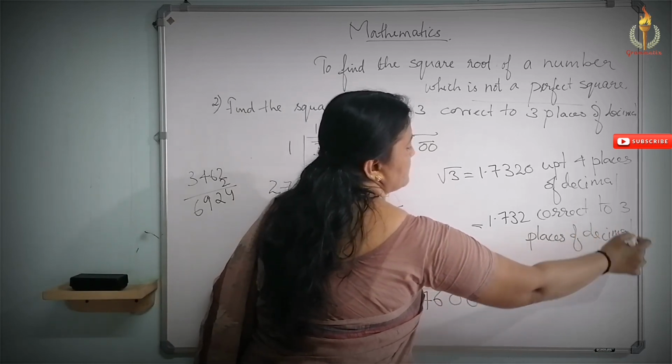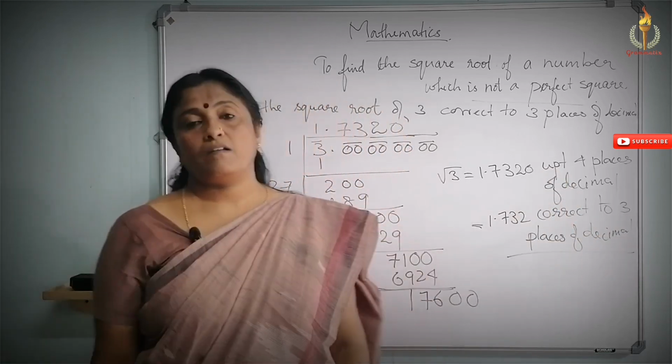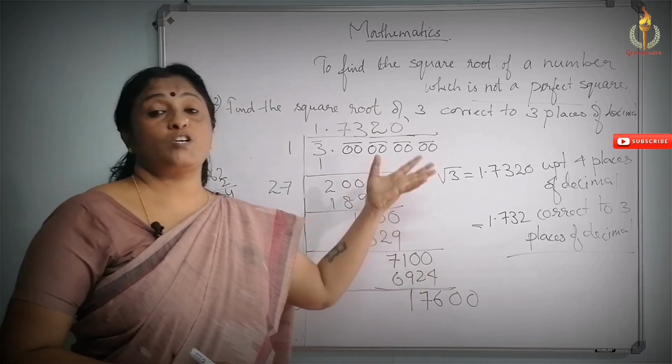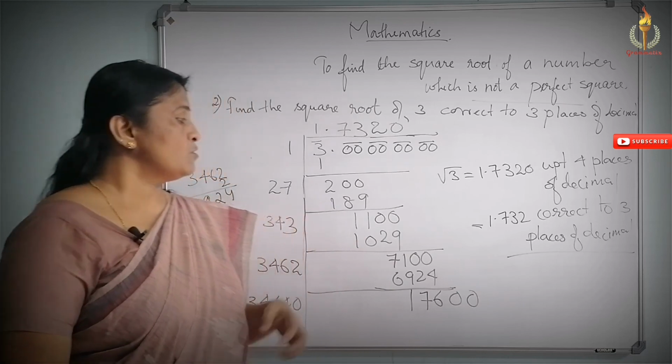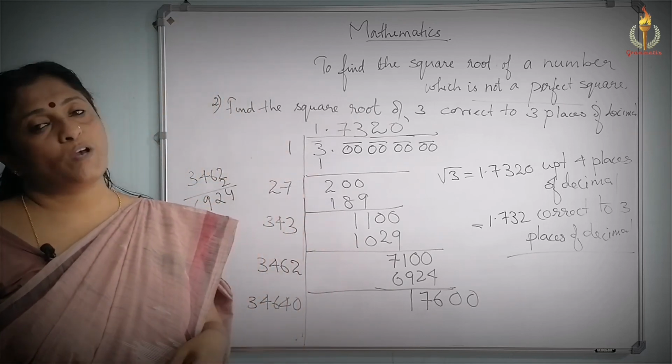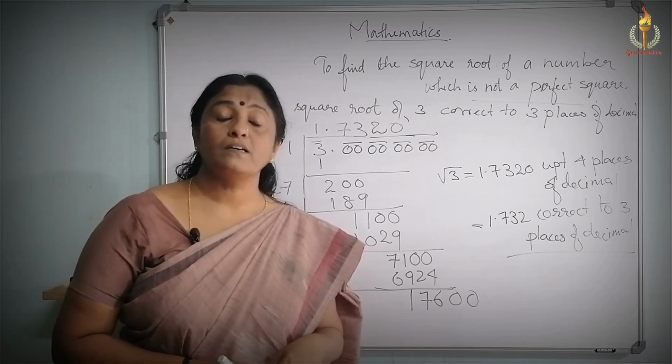You have to write both the steps when you are writing for the numbers which are not perfect squares. So this is how you do the calculations to find the square root of a number which is not a perfect square.